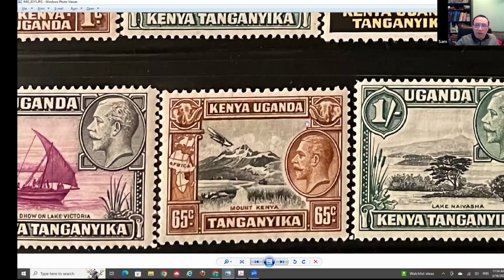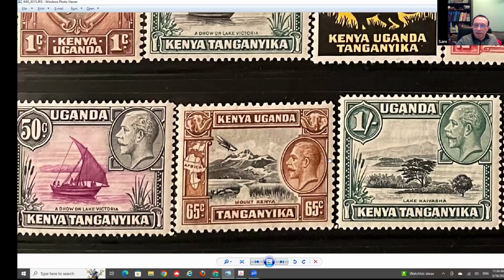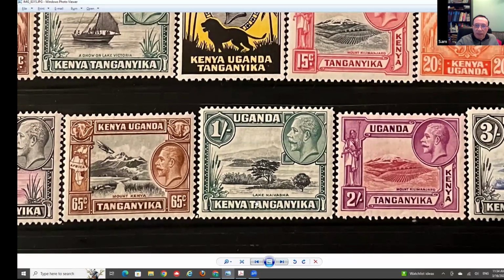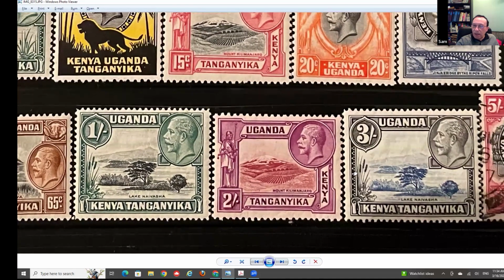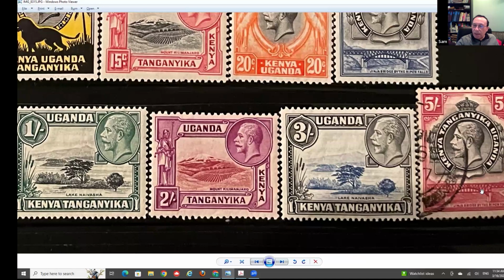Now, this is a very nice stamp. You see these elephants here, and you get a map. That's Lake Naivasha in Kenya. This is the Kilimanjaro again. And this is the Jinja Bridge.